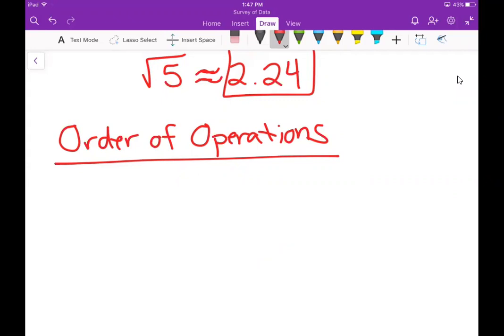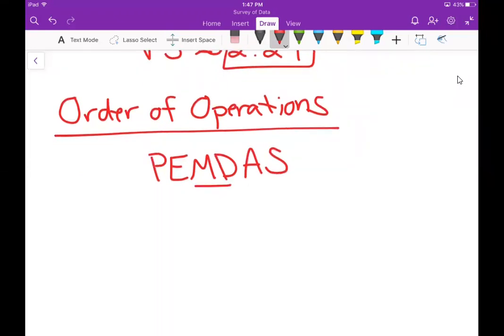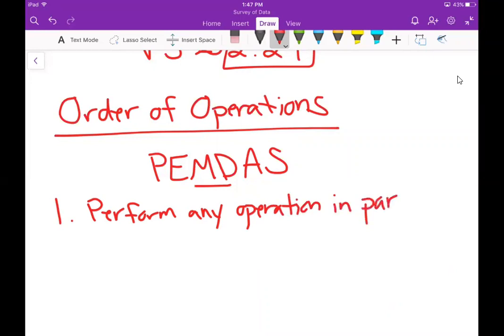So have you guys ever heard of PEMDAS before? This is your abbreviation for the order of operations. You want to be careful though with this, because what I see a lot is there's one mistake that's made right around the M and the D. Okay, so I'm going to list these order of operations out for us as well. The P means to perform anything in parentheses first. So the first thing you're going to do is perform any operation in parentheses, or brackets or any kind of grouping symbol.